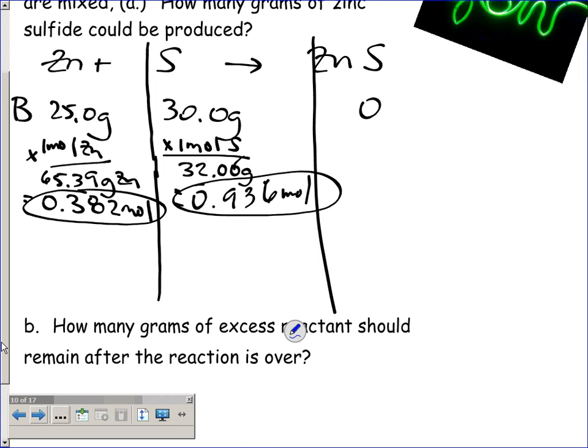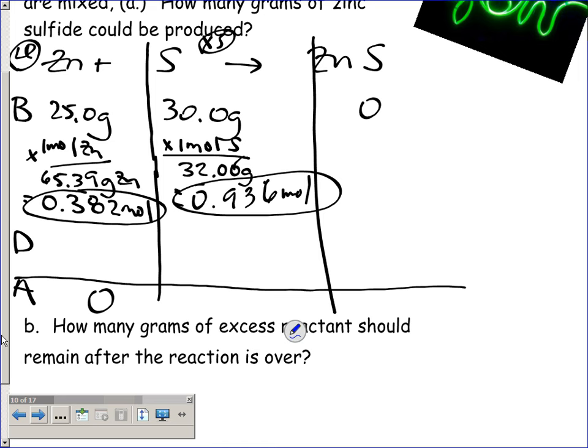Each of these columns I'm going to be adding or subtracting to in order to show the changes during the chemical reaction. So during the chemical reaction, all the zinc gets used up. So am I adding or subtracting here? Subtracting. I'm subtracting all of the zinc. It all got used up. 0.382 moles.